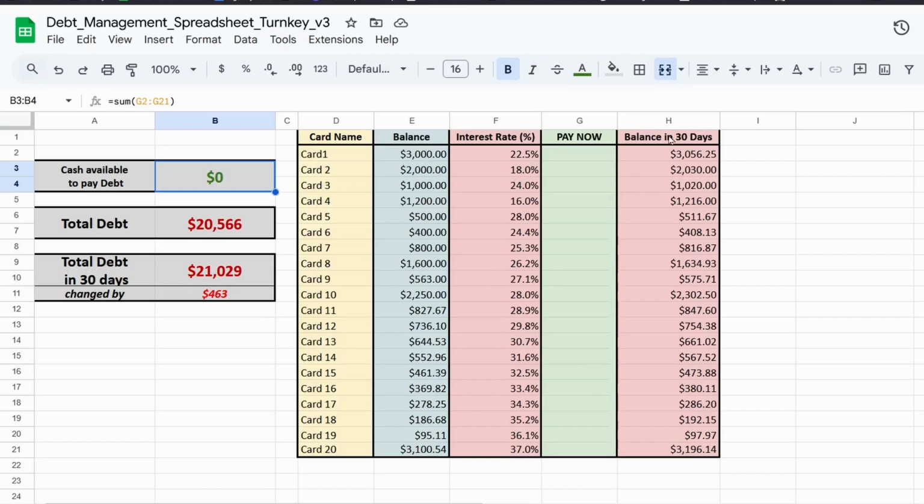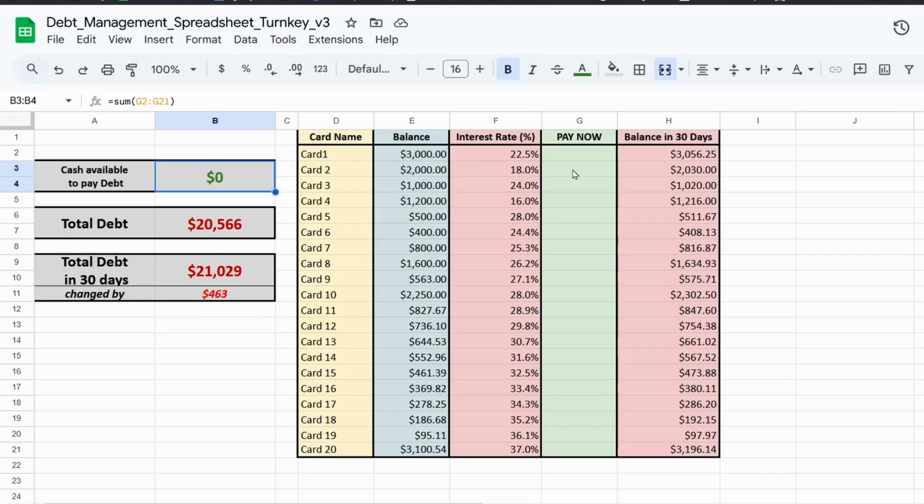And over here, this is what the balance is in 30 days, because every month, these accrue every 30 days. So in a month, my debt is going to be $21,000. If I continue holding this debt, it's going to cost me $463 in 30 days. That's what it's going to cost me to keep all of this debt. That's just what I'm paying for the privilege to have this debt.